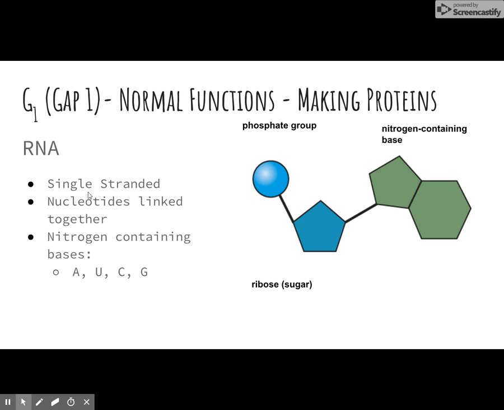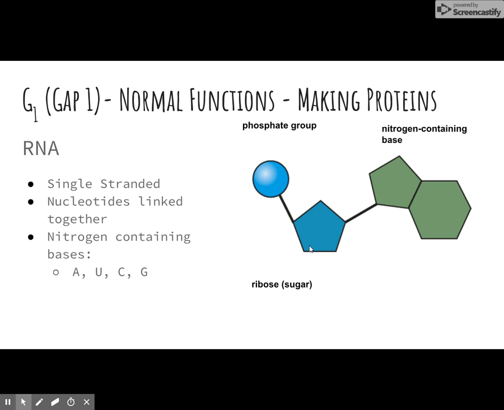RNA is a single-stranded molecule. It's made of nucleotides, and these nucleotides are very similar to DNA's nucleotides with some very distinct differences. So we have the same phosphate group, and we have the same nitrogen-containing base for the most part. We have 4 nitrogen-containing bases in RNA. We have adenine, cytosine, and guanine, but instead of thymine, we have uracil. That's URACIL.